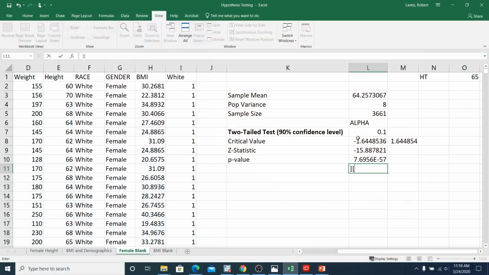Whoops, I didn't realize I was typing in Excel there. So that's how we would set up one of these.